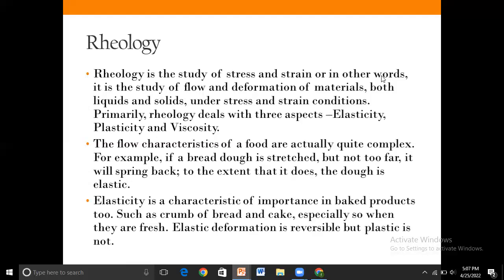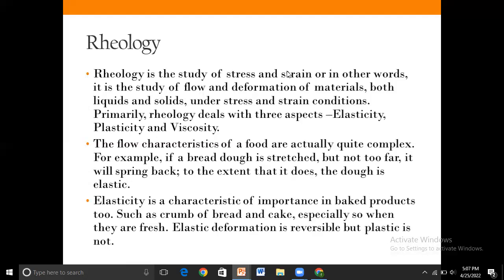Elastic means that when you're stretching it and then release it, it springs back to the natural position. That is called elastic. But plastic means the opposite. You can change the shape however you want to, but it will not retain the original position. That is called plastic.